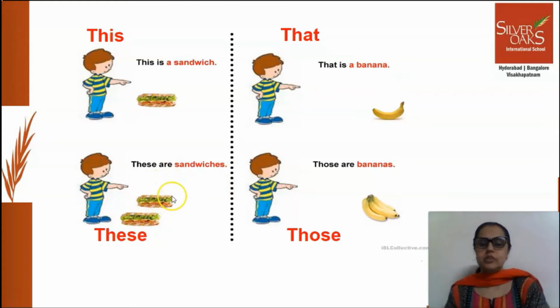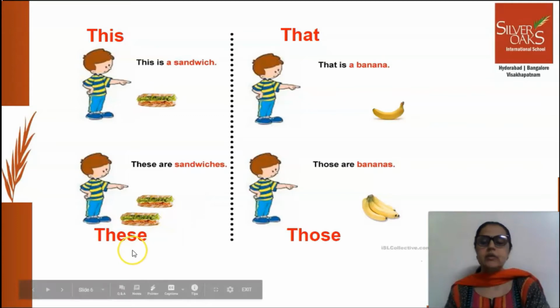Now look at this picture. What are these? These are sandwiches. There are more than one sandwich and they are near the boy. So we will say these are sandwiches. So which demonstrative pronoun we used here? We used these.